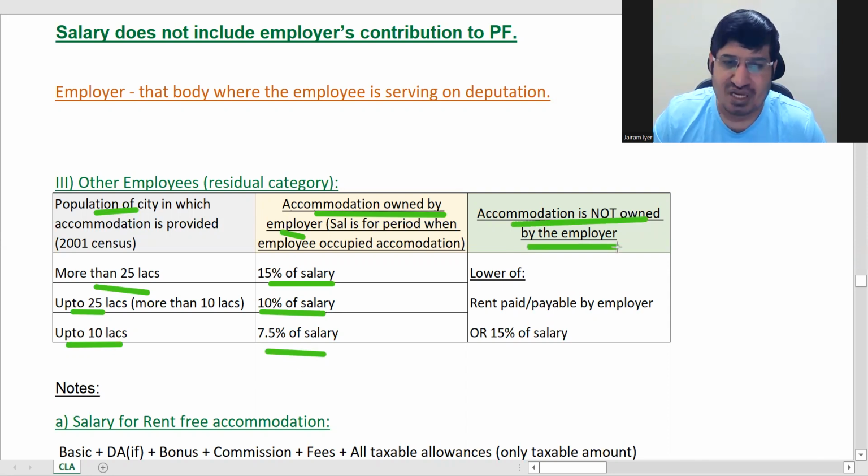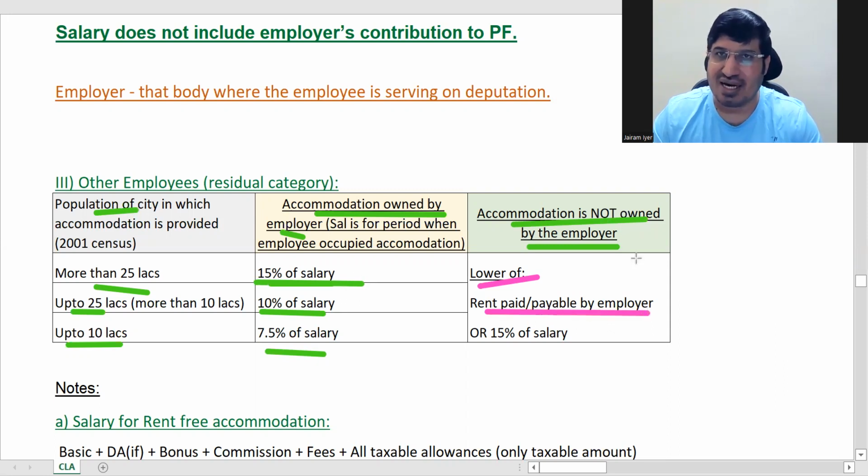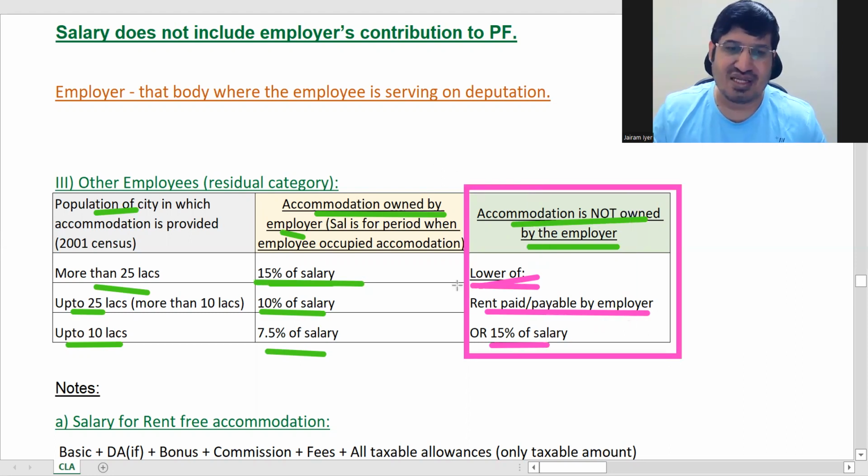So isme kya karenge na? Isme aapko ye 15% highest limit hai, wahi consider karna hai. So it will be lower of rent paid payable by employer because employer has hired, right? So usko paise lage hain, jitne paise usko lage hain, wo aapko lenge pehli baar. Okay, take whatever rent the employer has paid. Actual. So rent paid payable by employer or 15% of salary, whichever is lower. Okay. This is the only thing you have to add here. This gets added. That's all. Small thing. Okay. And that 15% is same as this. So this becomes your residual category.